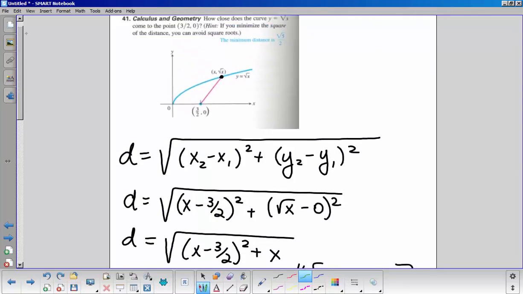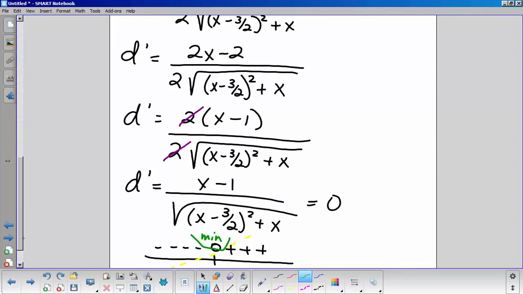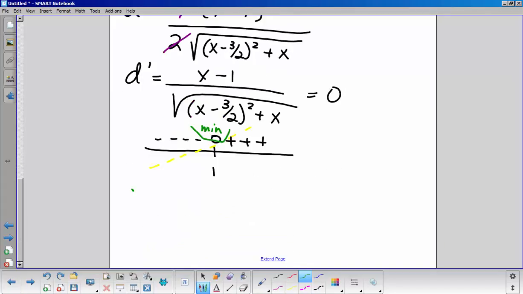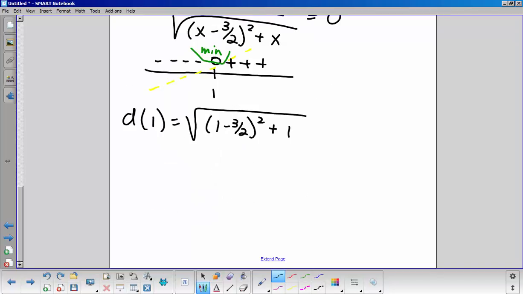But the question says, how close does the curve come? So I want the actual distance. So I want d of 1. D of 1 is equal to the square root of 1 minus 3 halves, quantity squared, plus 1. So this is going to be negative 1 half squared, which is 1/4. 1/4 plus 1 is square root of 5/4, right? Which is root 5 over 2.